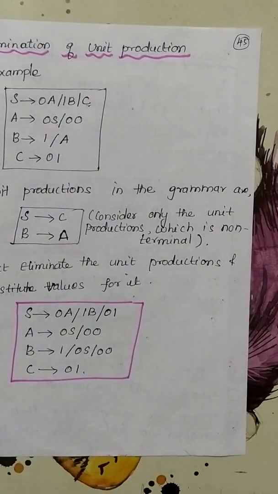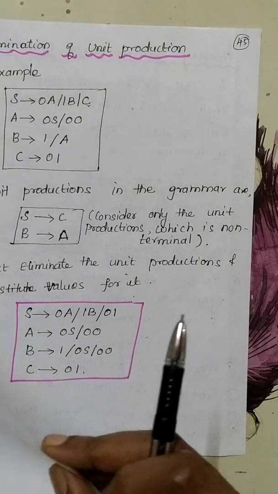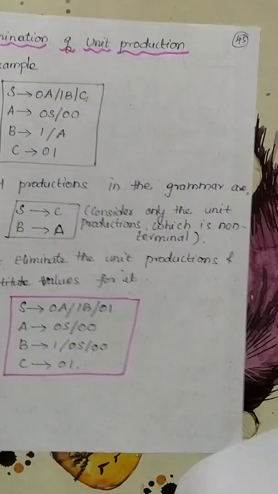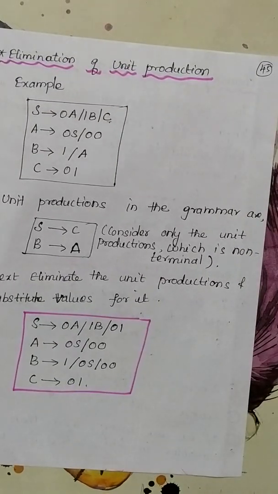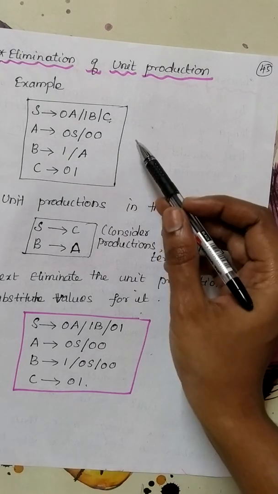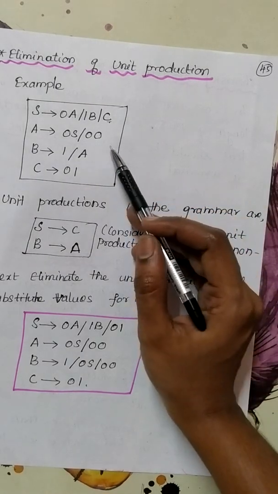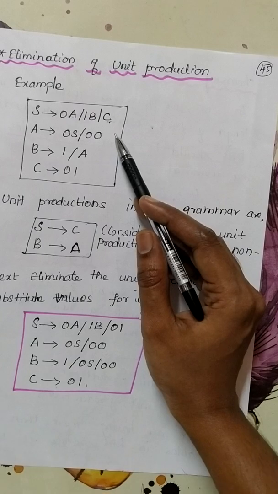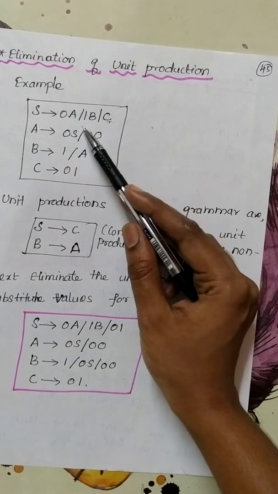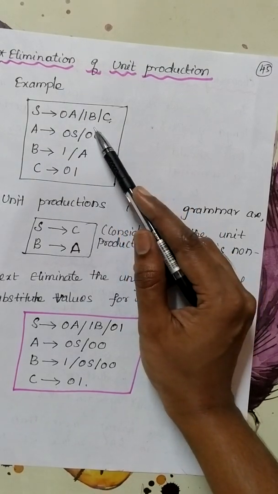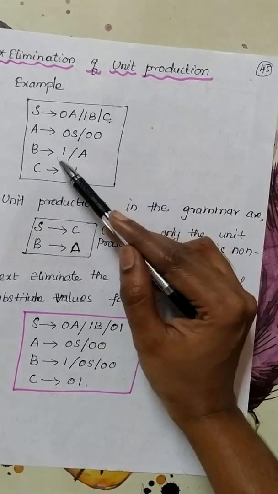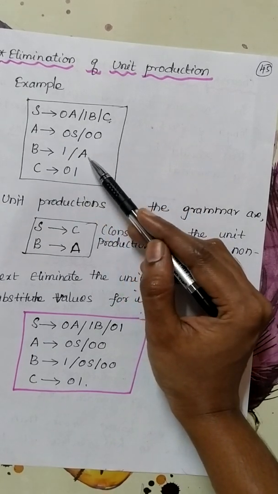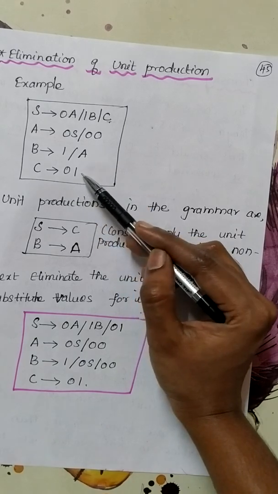Okay, and the third one is elimination of unit productions. In simplification of context-free grammar, we have to eliminate the unit productions also. I will explain it with an example. Here we have a context-free grammar: S tends to 0A or 1B or C, A tends to 0S or 00, B tends to 1 or A, C tends to 0, 1.